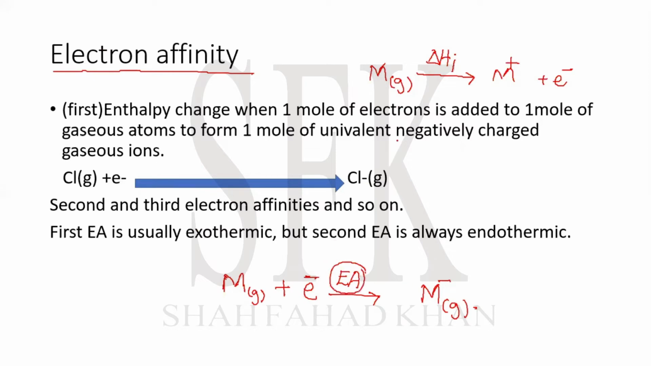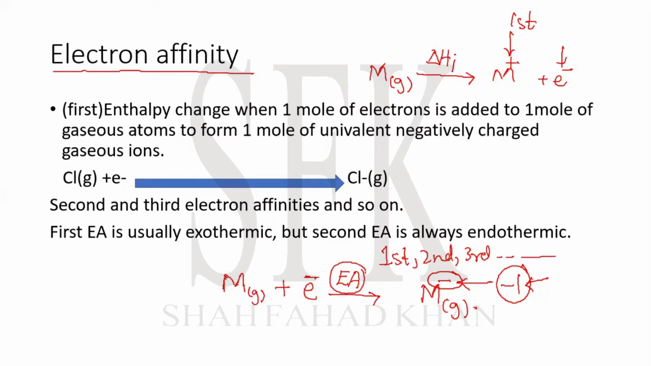And like ionization energy, electron affinity also has first electron affinity, second electron affinity, third electron affinity, and so on. This is called first electron affinity because the product gains a charge of minus one, its magnitude is one. Ionization energy was also the first ionization energy because you removed one electron to get a charge of plus one.